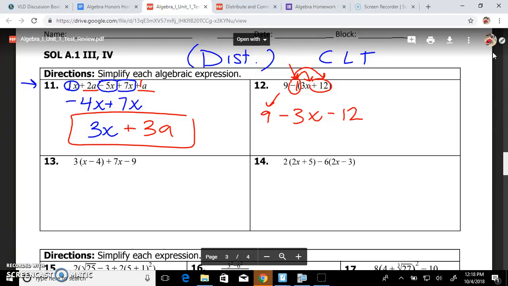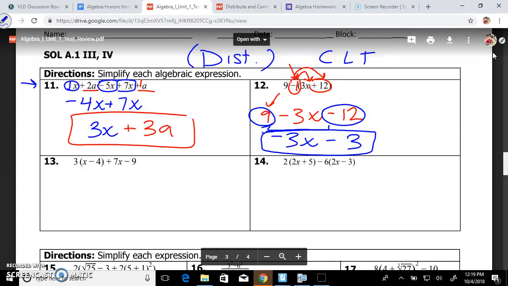Let's see if we have any terms we can combine. The negative 3x is the only one with a variable, but then I have 9 and a negative 12. 9 minus 12 leaves me with minus 3. So our final answer is negative 3x minus 3.